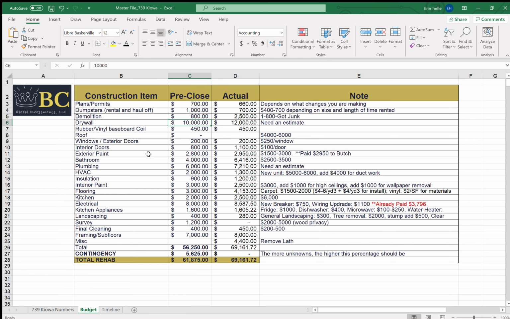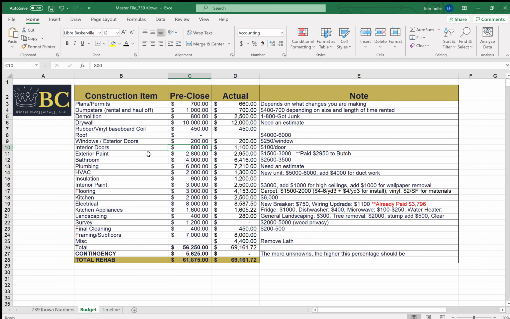Drywall, we anticipated $10,000, which would have been right, except they had to do some additional framing. So that ended up coming closer to $12,000. We did rubber vinyl, or we did rubber trim, and we were right on that because we just needed basically a total number of linear feet. So it was pretty easy to estimate. Windows and exterior doors, super easy to estimate because we did not replace them. We just switched out some of the hardware, so $200 on that.